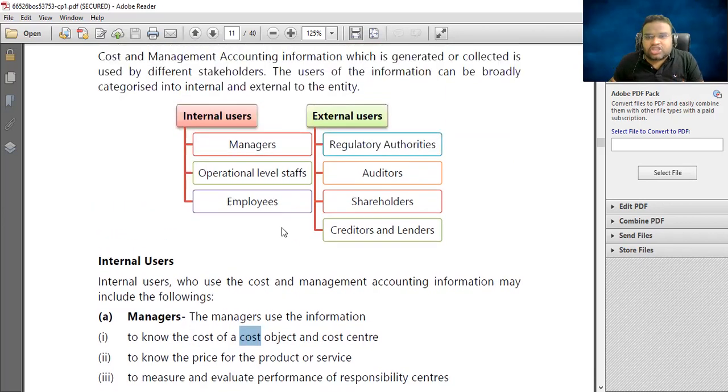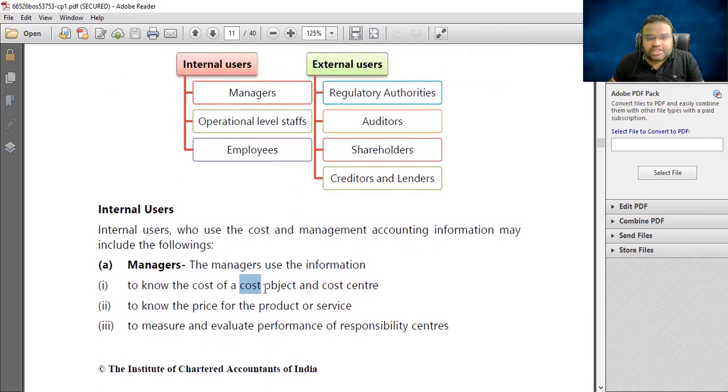So that is the reason the institute does not give it in a proper sequence. For example, if I want to understand what is cost object and cost center, first I should know what cost object and cost center are. That is the reason I may not go sequence-wise, because I can explain to know the cost of a cost object or cost center. Do you know what is cost center and what is cost object?